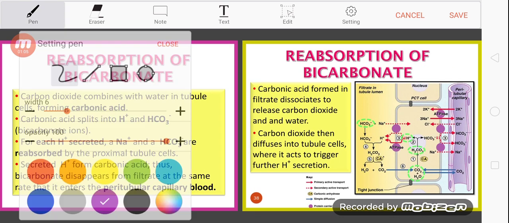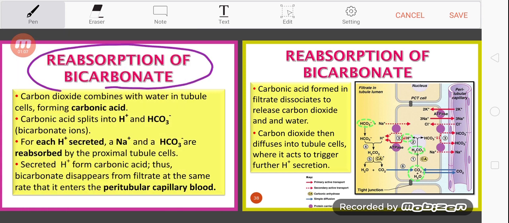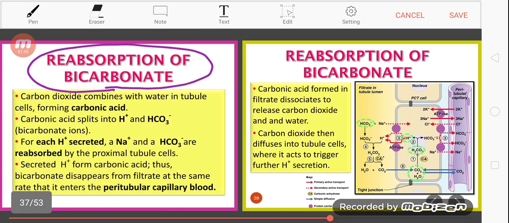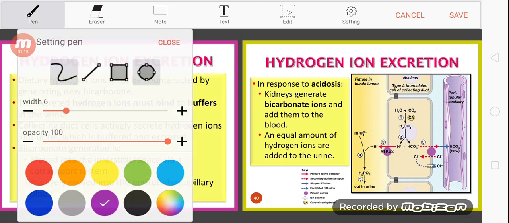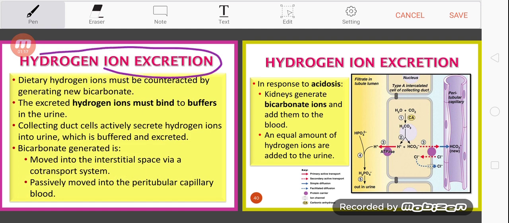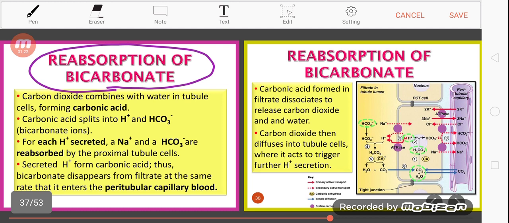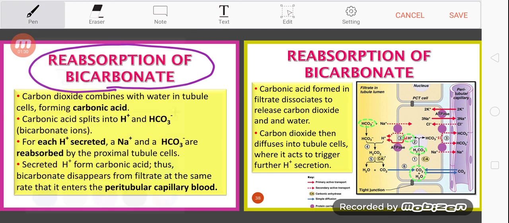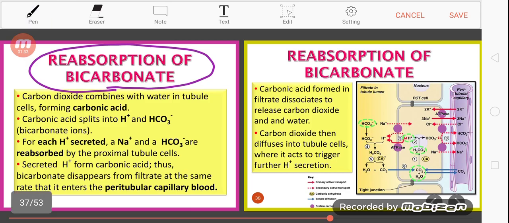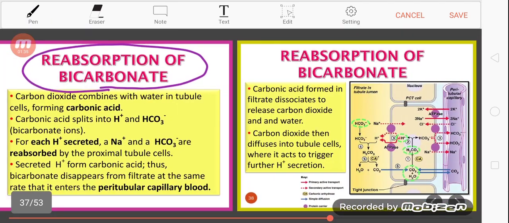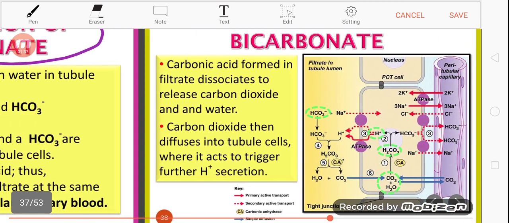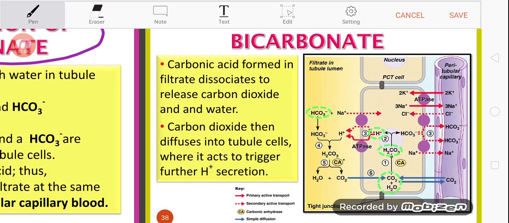By reabsorbing the bicarbonate. At the same time as this reabsorption of bicarbonate, the hydrogen excretion will occur too. The first part of correcting the acidic condition of the body is reabsorption of bicarbonate, and this occurs in the proximal tubule region.